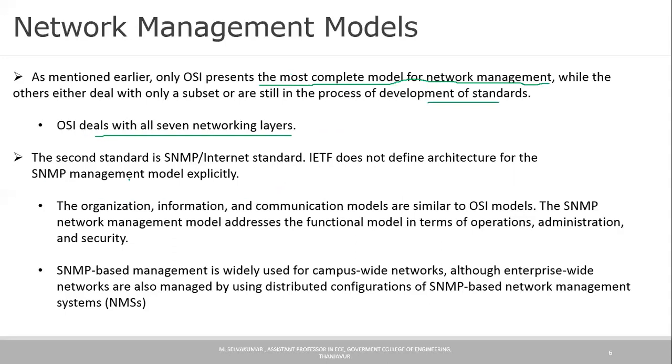The second standard, in the previous lecture we discussed the different standards. One is the OSI and another is the internet model, that is SNMP. SNMP means Simple Network Management Protocol. This second standard is SNMP. It is used mostly for administration and security purposes, and also for campus-wide networks, as shown here.